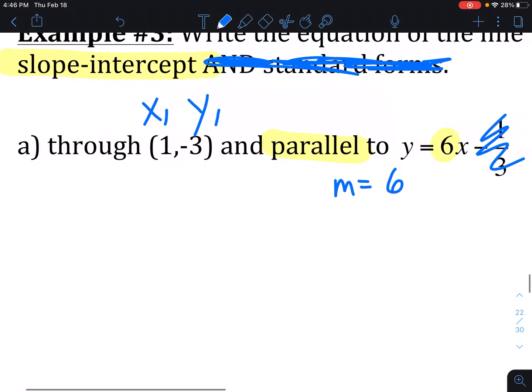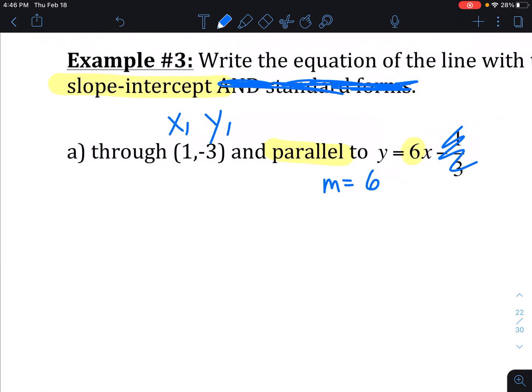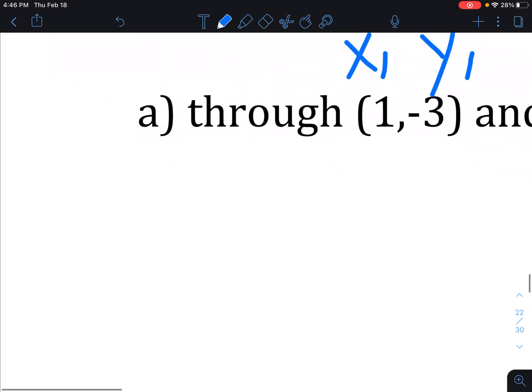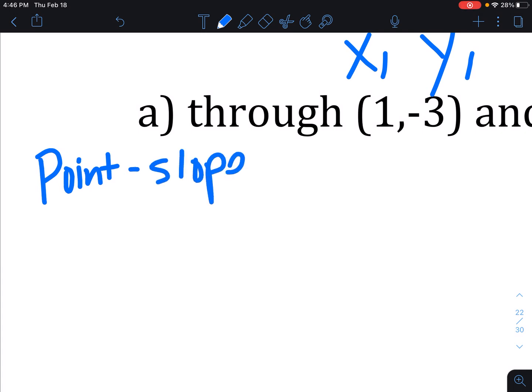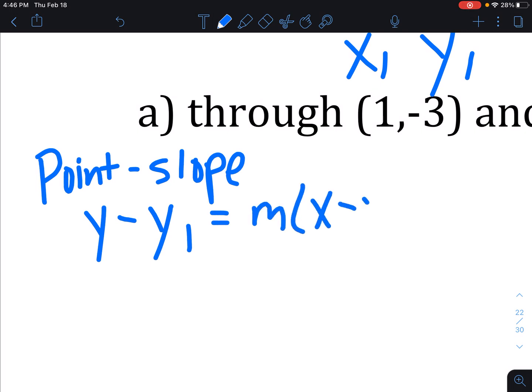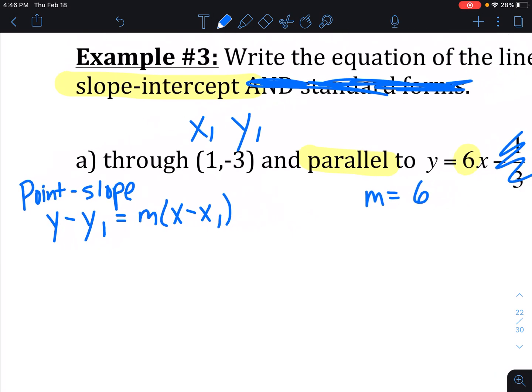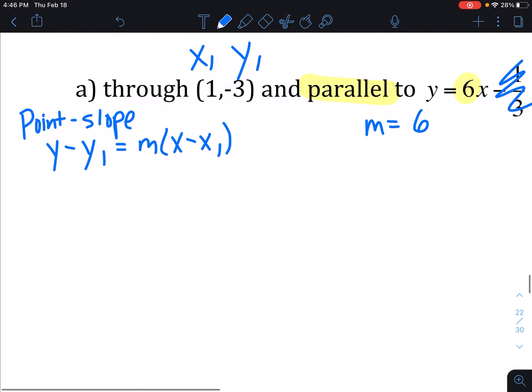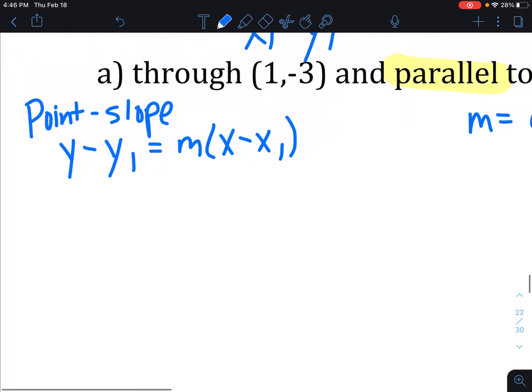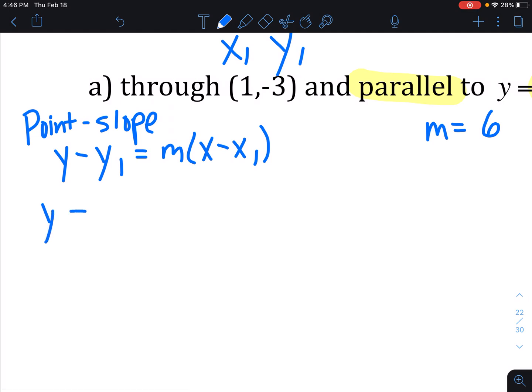So what I'm going to do next is I'm going to start writing an equation. And again, my goal is slope-intercept form. So if I have a point and a slope, I'm going to be using the point-slope formula. I would suggest you memorize it because I am not a fan of writing formulas over and over a million times. All right, so let's plug into the formula. y minus y1 equals m parentheses x minus x1.